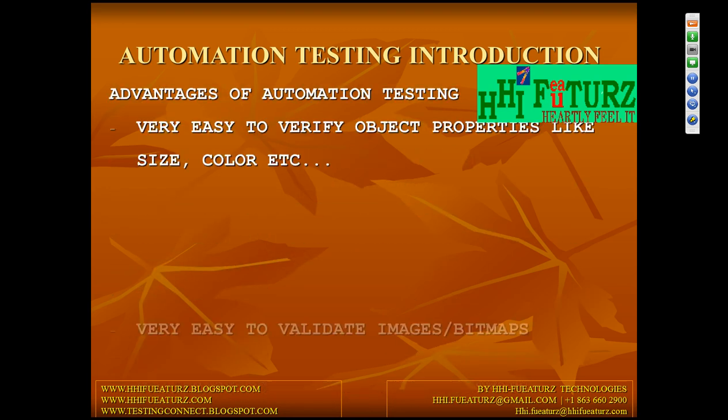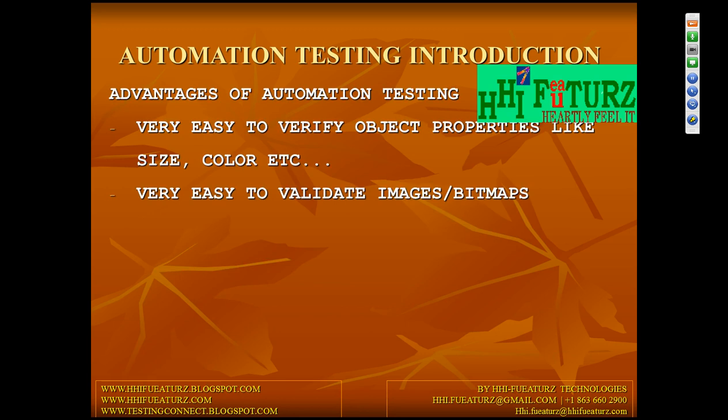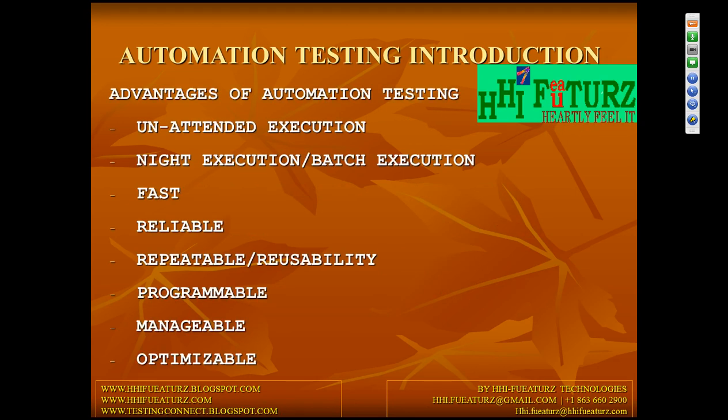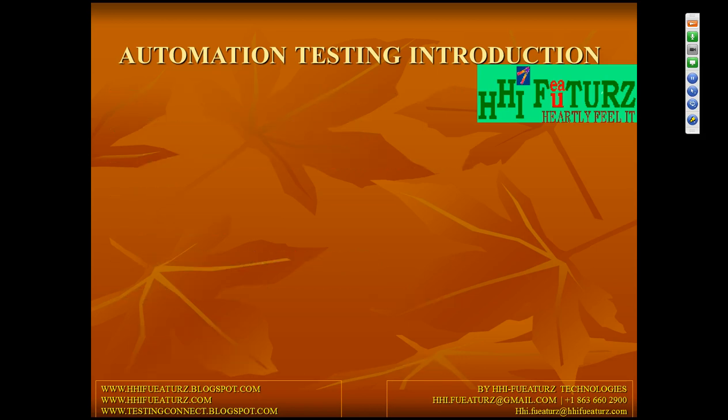Along with this, what are the disadvantages of manual testing? Verifying object properties, validating bitmaps or images, performance testing, or even volume testing. In these areas also, your automation will be pretty helpful. So these are the advantages of your automation: unattended execution, night execution. Unattended is mostly for products, night execution is for projects. Fast, reliable, modularity, enhanceable with your requirements, manageable, optimizable. So these are the major advantages of your automation.